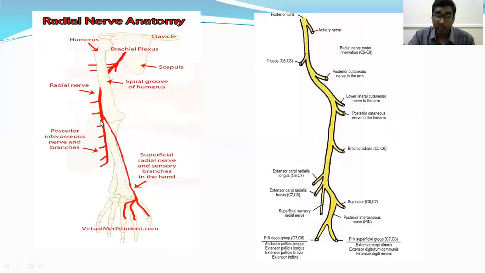one branch is pure motor. It is called the posterior interosseous nerve. It goes off between 2 heads of the supinator muscle and supplies the posterior extensor muscles of the forearm. And the anterior sensory branch supplies the under surface of the brachioradialis.